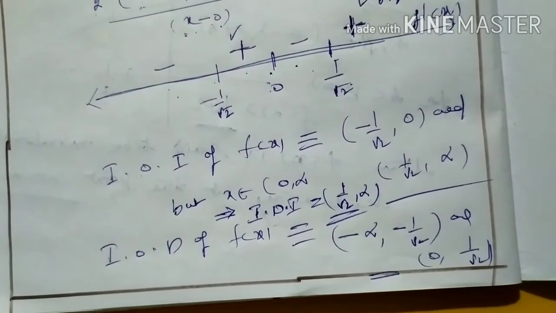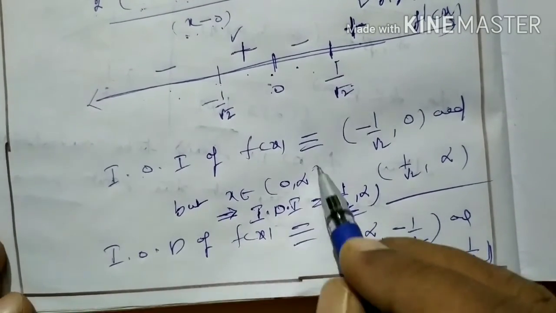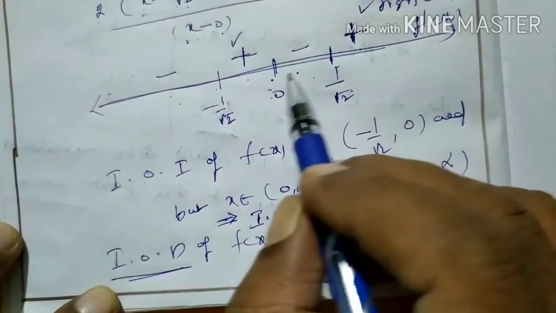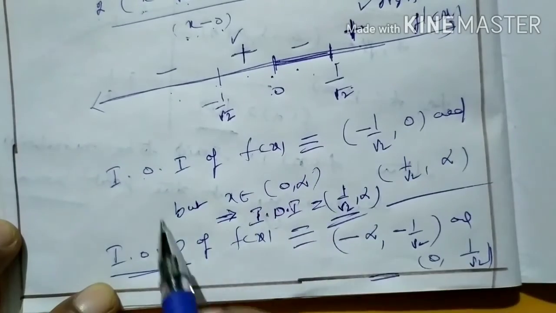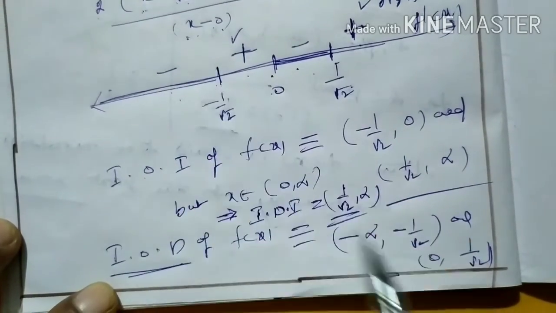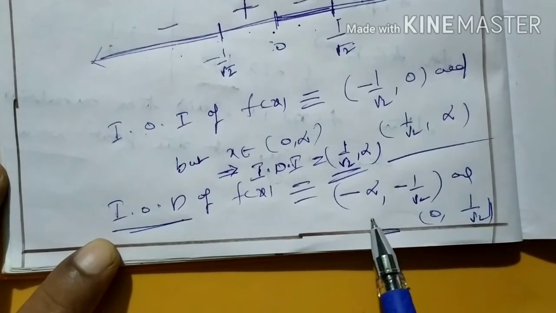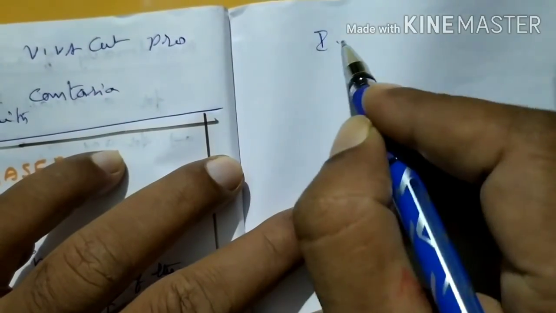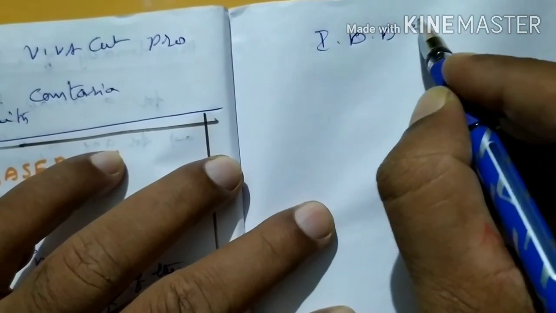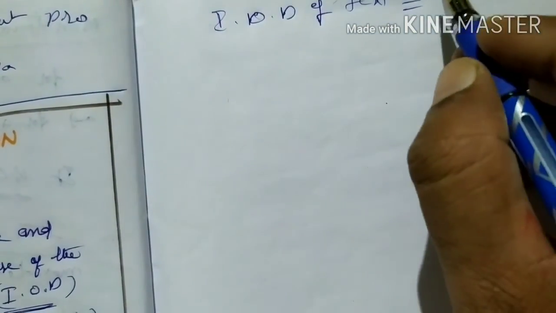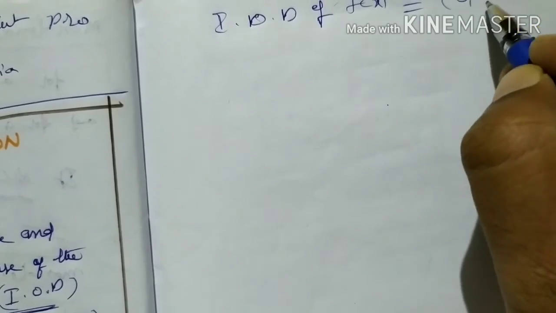In the same manner, to find the interval of decrease, we look at where f dash of x is negative: from 0 to 1 by root 2 and from minus infinity to minus 1 by root 2. But the domain of the function does not include negative values. Therefore, the interval of decrease of f of x is 0 to 1 by root 2. In this interval the function is decreasing.